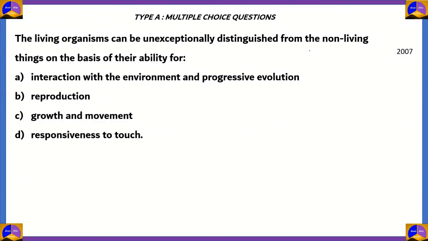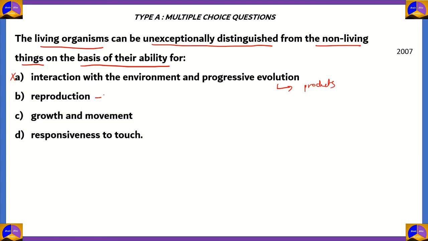So let's look at this question. Living organisms can be unexceptionally distinguished from non-living things on the basis of their ability for interaction with the environment and progressive evolution, reproduction, growth and movement, responsiveness to touch. So progressive evolution happens in products as well, so therefore option A is not deemed correct.